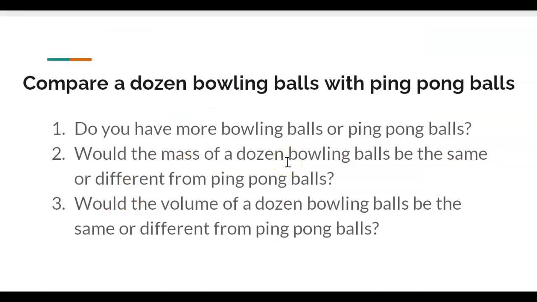So let's use the next step of the quantity versus the mass. So we'll use a dozen bowling balls compared to a dozen ping pong balls. So if you have a dozen bowling balls and a dozen ping pong balls, do you have more bowling balls or ping pong balls? I think everyone's going to agree a dozen means 12. If I have 12 bowling balls and a dozen ping pong balls, that's another 12 ping pong balls. It's going to be the same quantity. I have the same amount of bowling balls and ping pong balls.